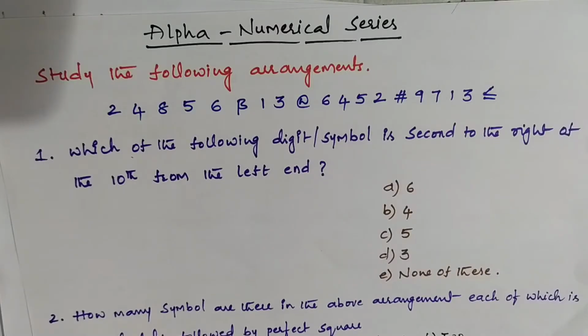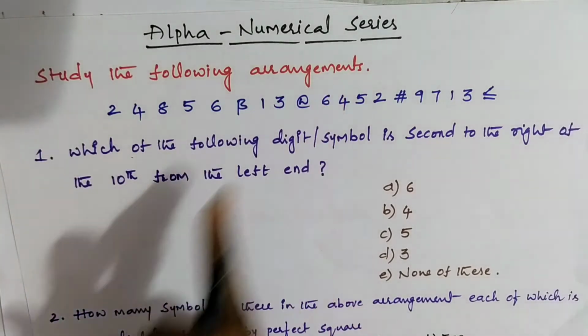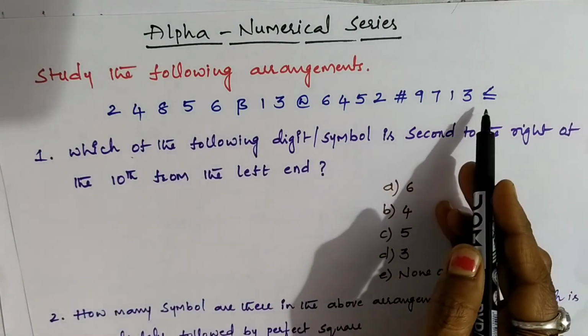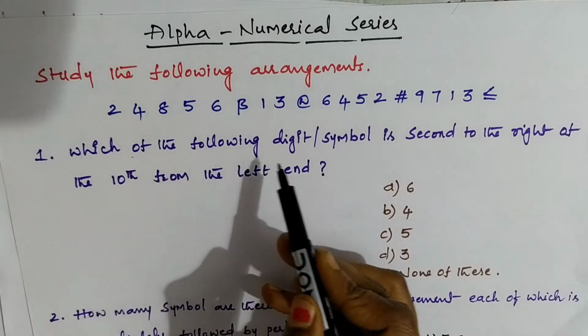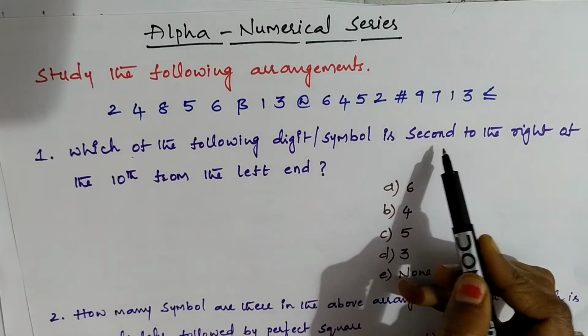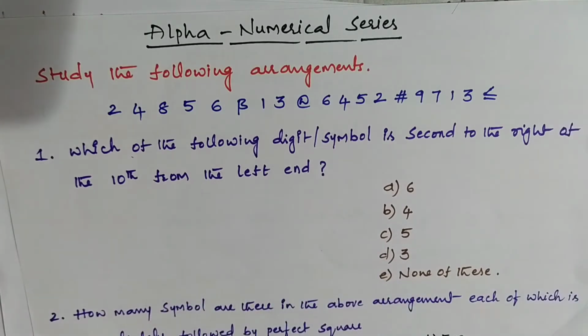In the part of alphanumerical series, we have miscellaneous series. In this series, we have a combination of numbers, letters and symbols. Take the question as an example. Study the following arrangements. This is the miscellaneous series. First question is, which of the following digit symbol is second to the right of the 10th from the left hand?